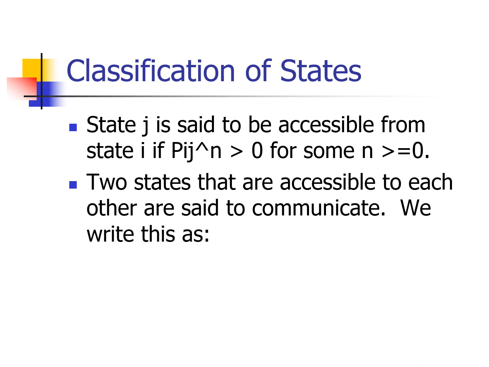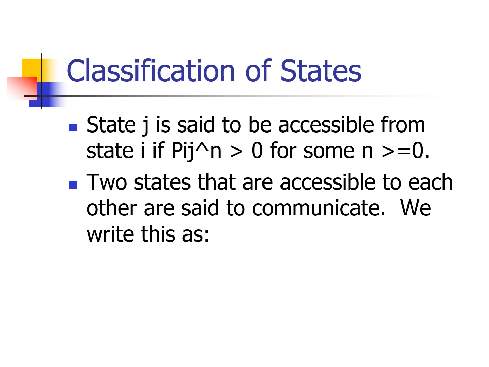Last set of concepts, and that is this idea of classification of states. State j is said to be accessible from state i if Pij to the power n is greater than 0 for some n. Maybe it can't get there in 1 time period. Maybe it can't get there in 2 time periods. Maybe it takes a while to get there. But as long as it's possible to get from i to j, we say that state j is accessible from i.